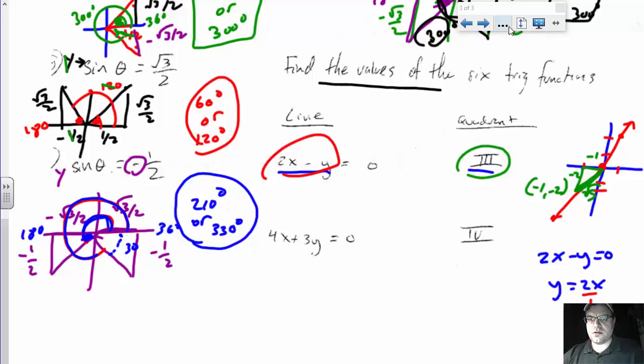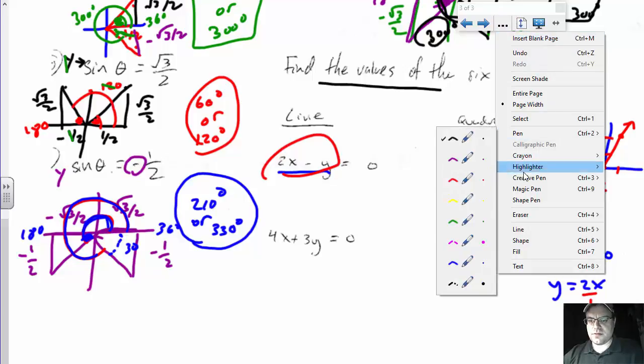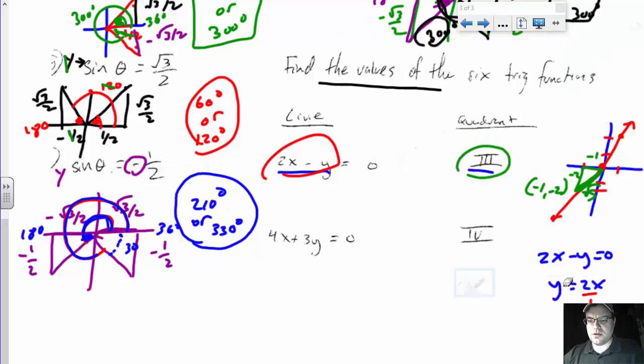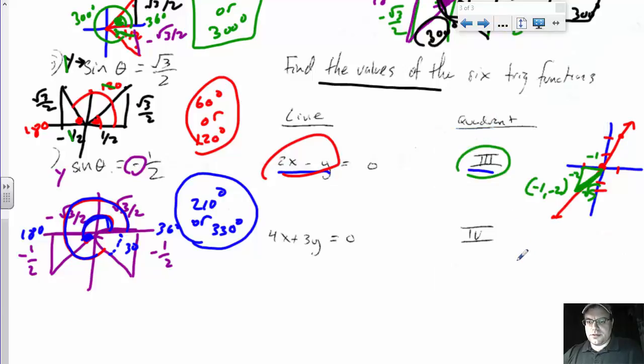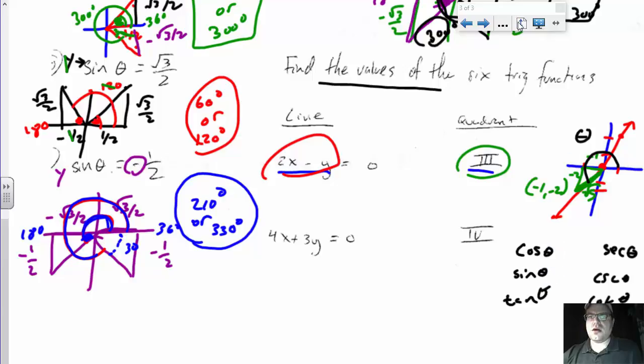Okay, so I'm going to erase some space, make some space here. Sorry, because I really don't have much. All right, let's go ahead and get them all. So let's do cosine, sine, tangent, secant, cosecant, cotangent. And these will all have theta, I guess, if you want to call it that angle. So we're going to look for this angle theta here.